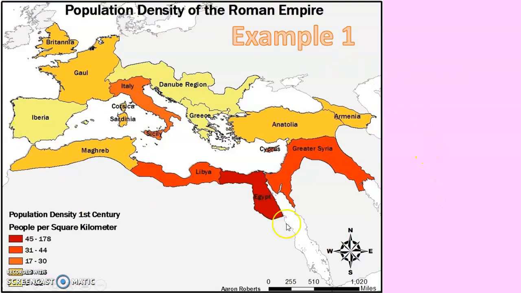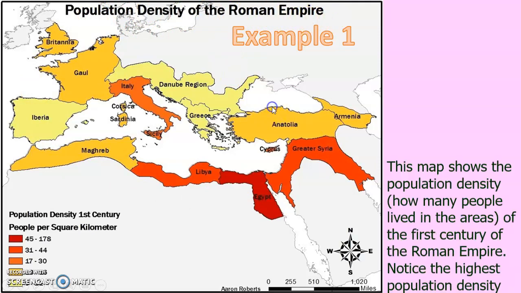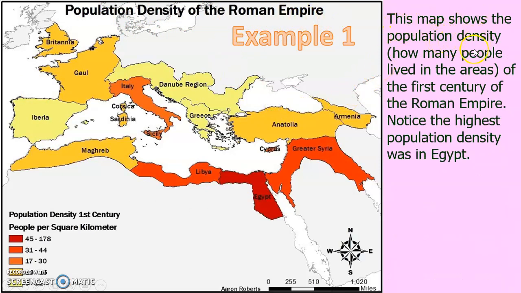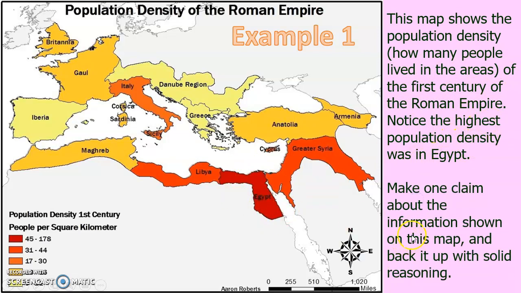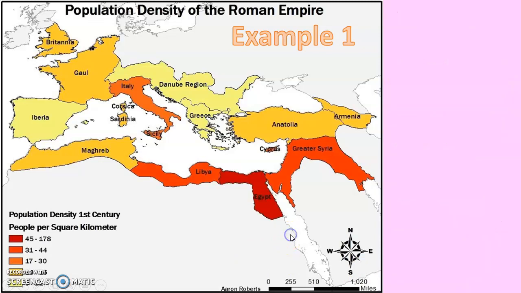So this is our first example. This is a thematic map of the Roman Empire. We know that because it says population density of the Roman Empire. This map shows the population density, meaning how many people lived in the areas of the 1st century of the Roman Empire. Notice the highest population density was in Egypt. You are going to make one claim about the information shown on this map, and you will back it up with solid reasoning. So let's take one more look at this map.